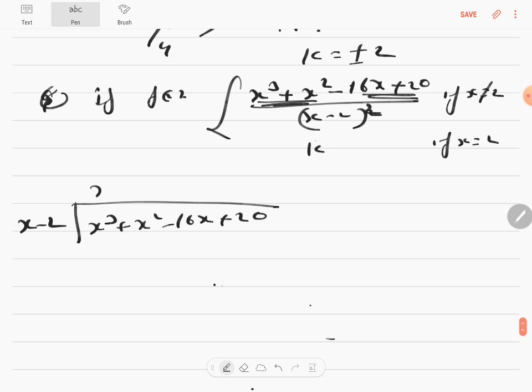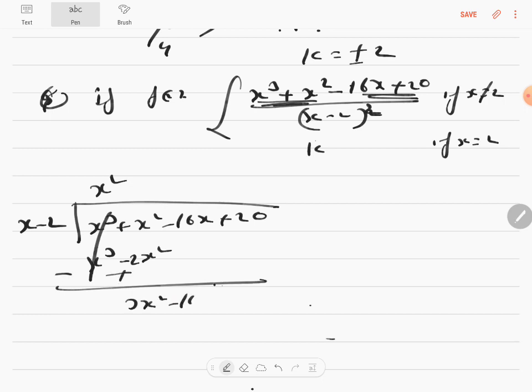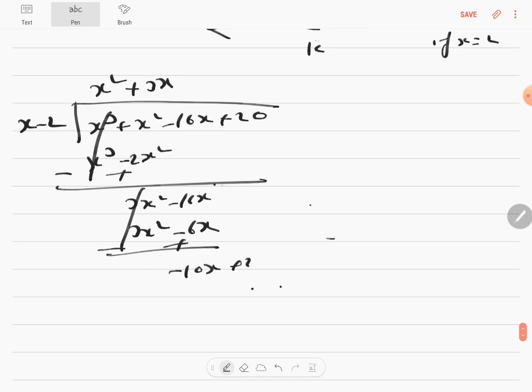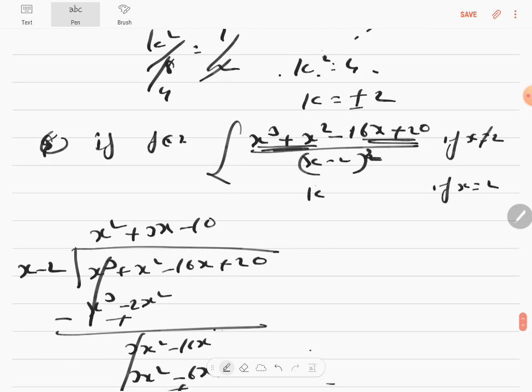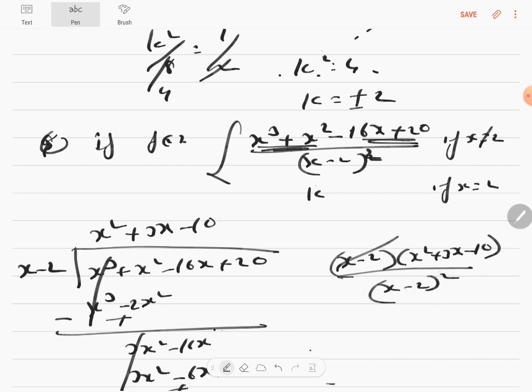So it's x cube minus 2x square. A minus and a plus makes it 3x square minus 16x. So plus 3x, 3x square minus 6x. Minus and a plus. This will become minus 10x plus 20. So minus 10x plus 20, 0. Therefore you can write the numerator as x minus 2 into x square plus 3x minus 10, and in the denominator x minus 2 the whole square, one factor will get cancelled.